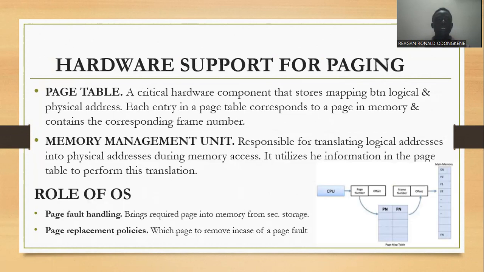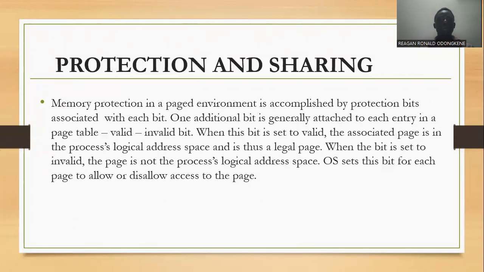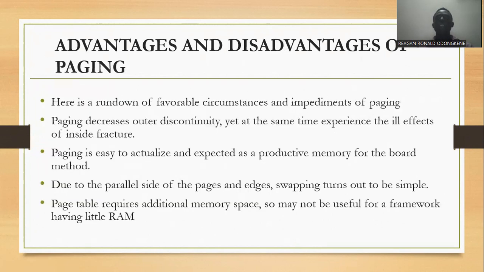Hardware support for paging, I think this one is self-understandable. We have only two here for now. We have the page table, which is a critical hardware component that stores mapping between a logical and physical address, and then the memory management unit that is responsible for translating logical addresses into physical addresses during memory management. What is the role of the operating system in the hardware support for paging? The operating system helps in page fault handling, and it also helps in the page replacement policies. So protection and sharing, I think you can understand this one. It's self-understandable.